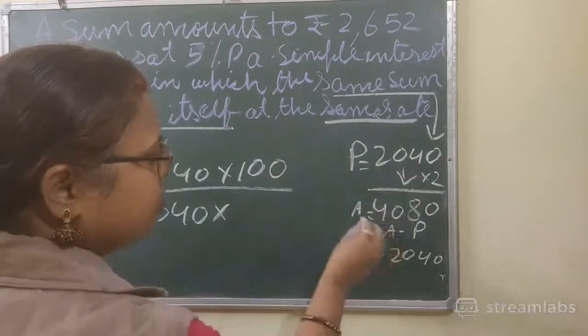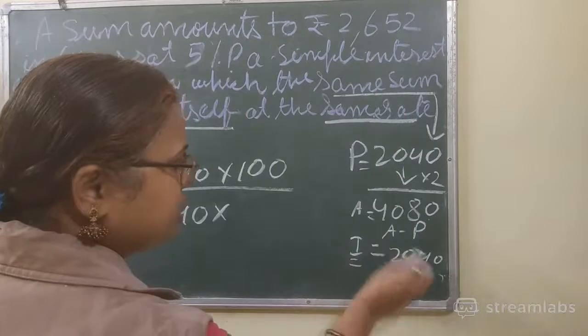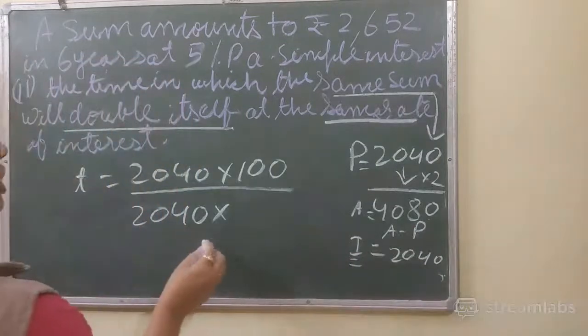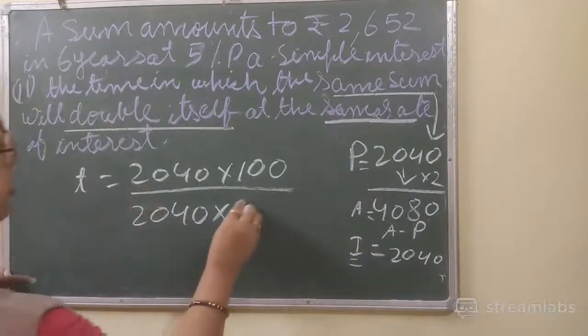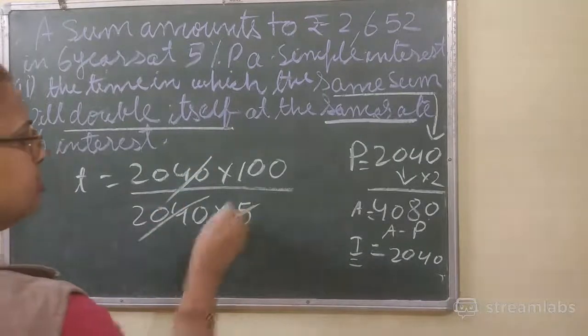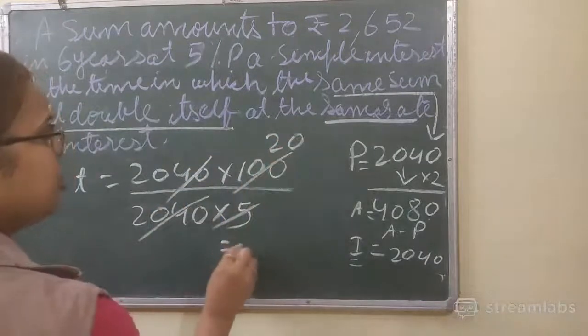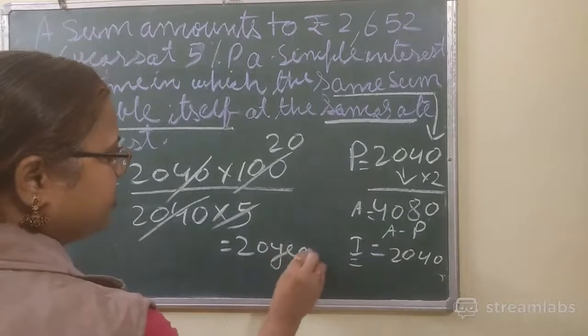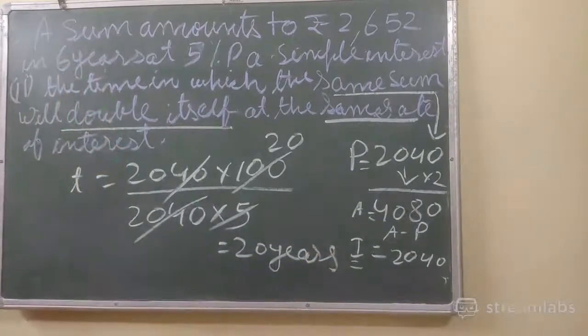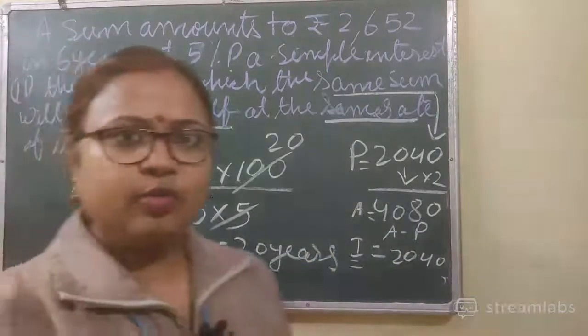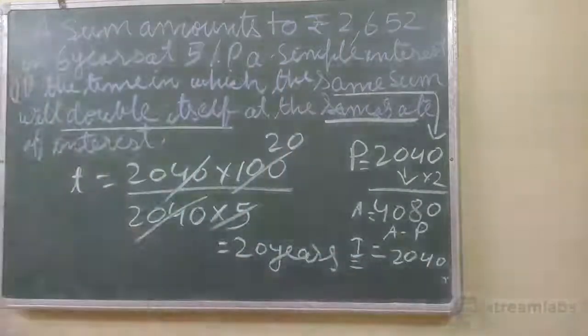when it will double, it will become this. And for simple interest, A minus P. So at the same rate of interest is 5. So this and this cancel, this is cancelled, 20. So time will be what? 20 years. Okay. So please, I hope you have also got the same answer. Okay.